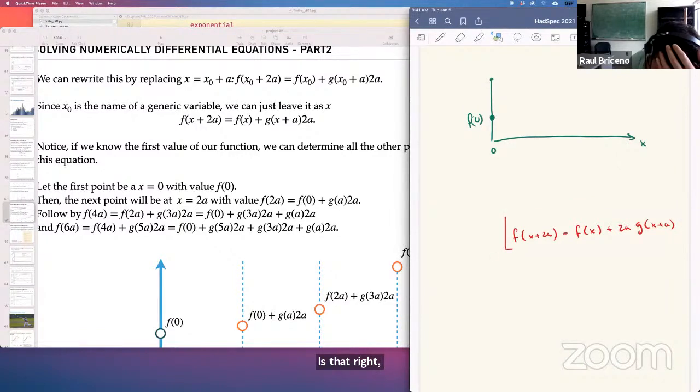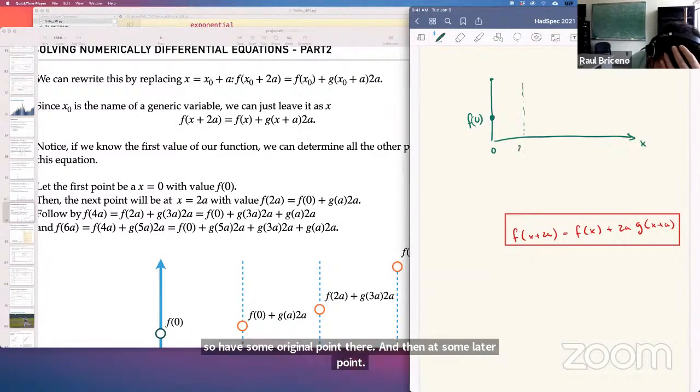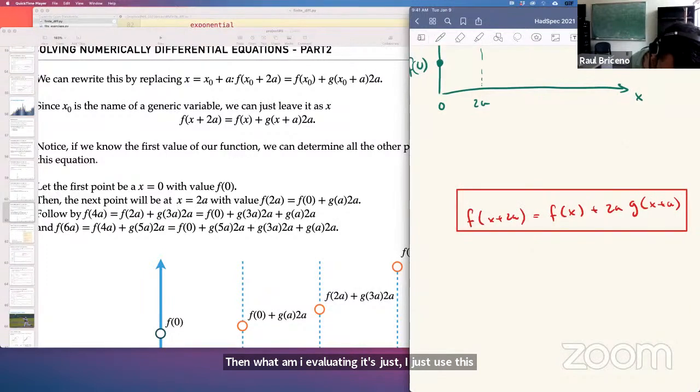I don't like that square. Let's make it again. There we go, a little bit better. All right, so I have some original point there, and then at some later point, let's say 2a, right? Then what I'm evaluating is I just use this equation, right?